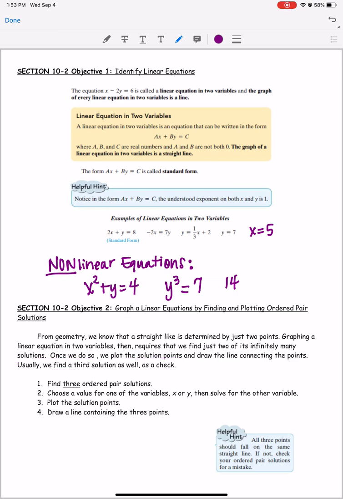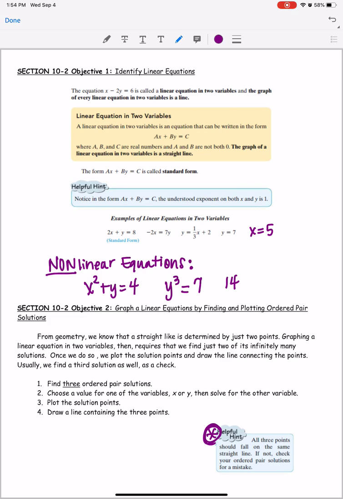You are going to find 3. It's underlined for you. Find 3 ordered pair solutions. Choose a value for one of the variables, x or y, then solve for the other variable. Plot the solution, draw a line connecting the 3 points. You have this little helpful hint down here that says all 3 points should fall on the same straight line. If not, check your ordered pair solutions for a mistake.